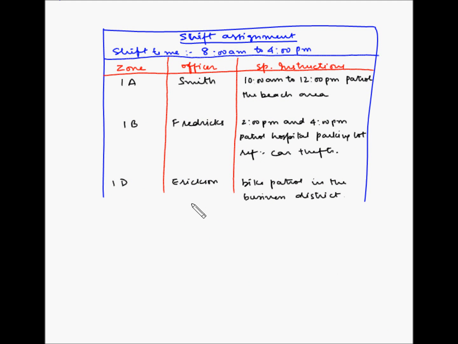So this is how a typical shift assignment document will look like. So once the police officer reports into the police department for their shift, they know which zone they have been assigned and what are the special instructions for them.